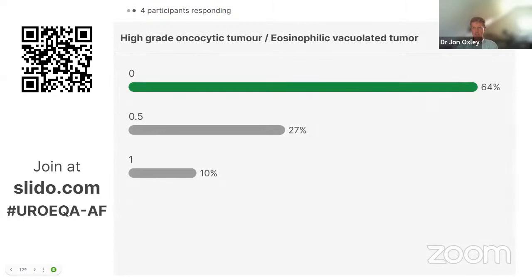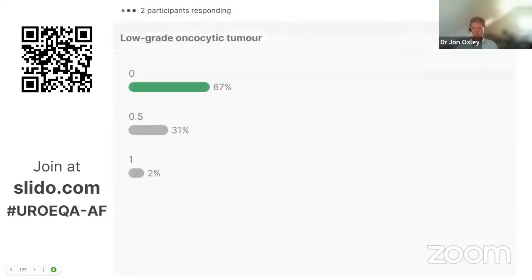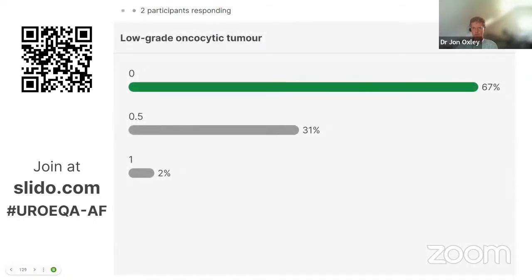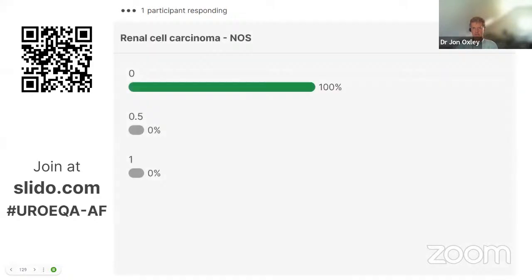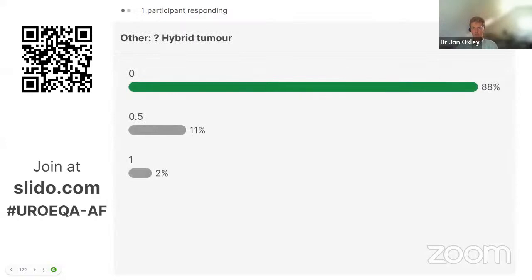High-grade oncocytic tumor, 0. Chromophobe is 0. Low-grade oncocytic tumor is 0. Succinate dehydrogenase is 0. Renal cell carcinoma NOS 0. Hybrid tumor is 0.